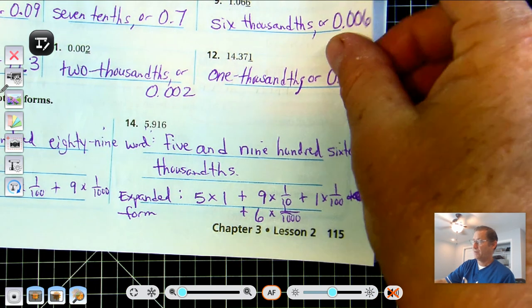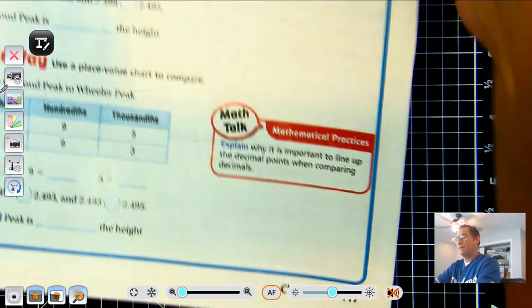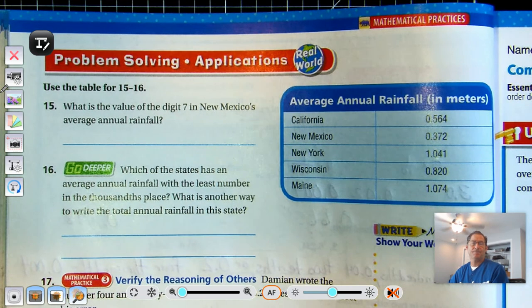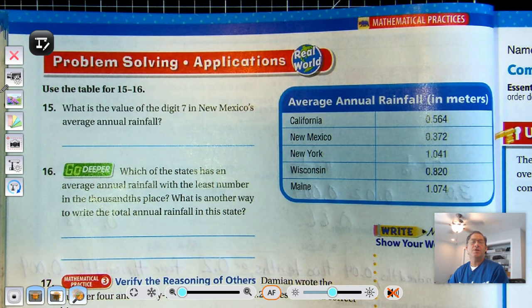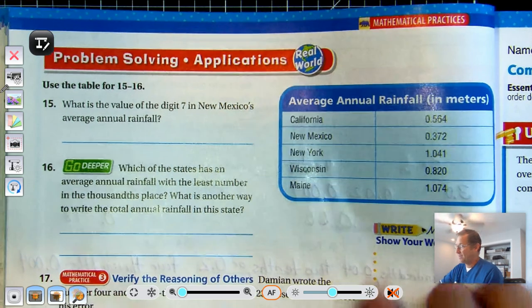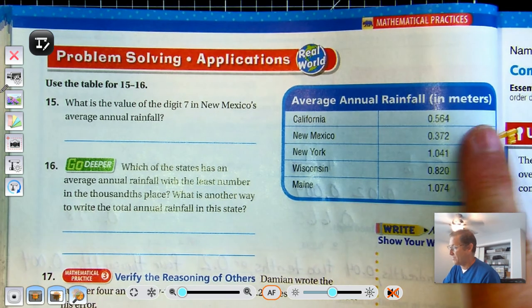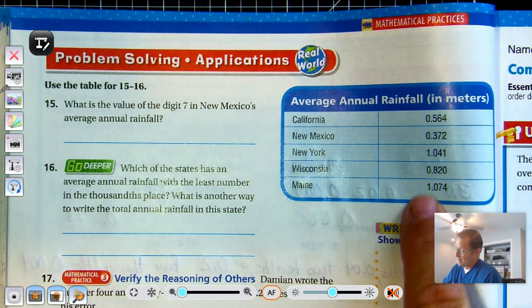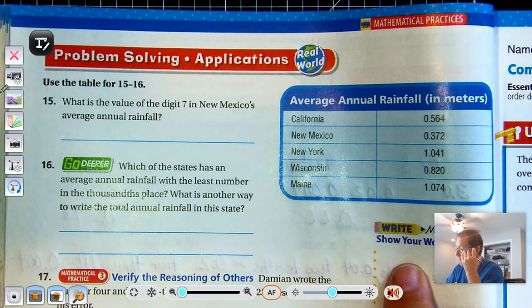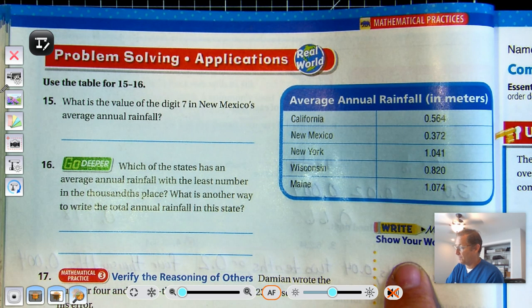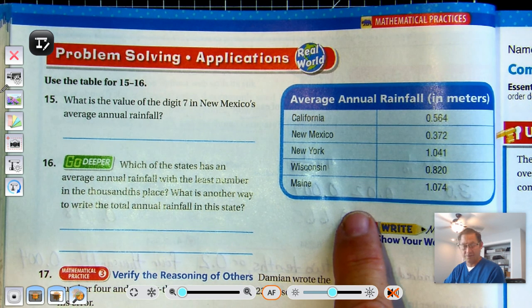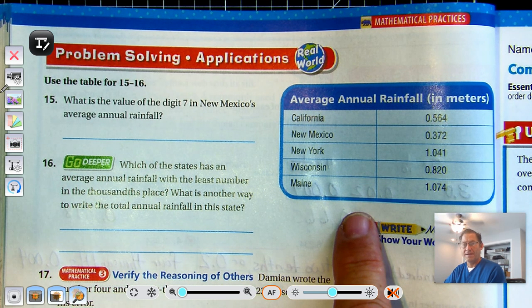Okay, page 116. Number 15. Use the table for 15 and 16. So we have an average rainfall in meters. And so we have California, New Mexico, New York, Wisconsin, and Maine, and their values. So only New York and Maine average more than a meter of rain per year. The other 3 states are less than 1 meter per year.